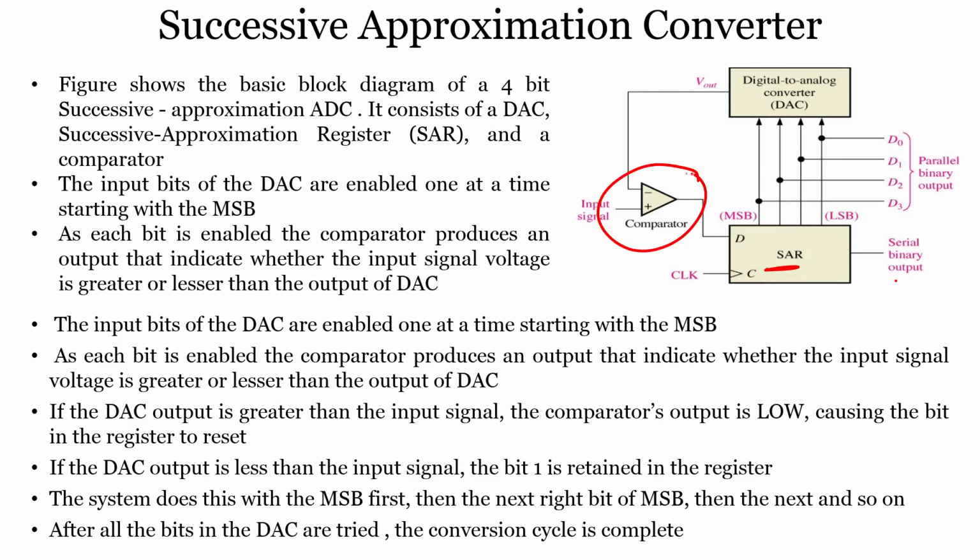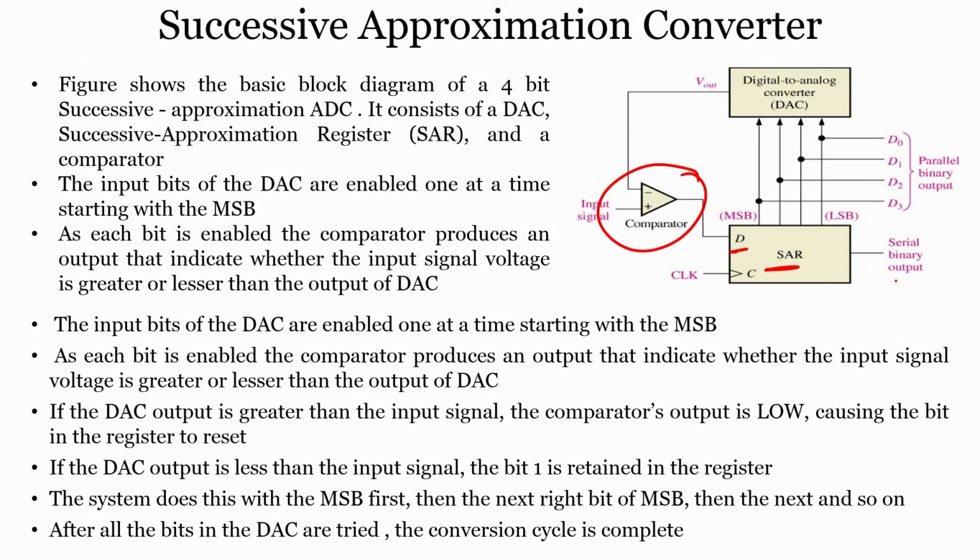The signal, which is a digit, is connected to the output of the comparator, and we have a parallel binary output from D0 to D3. Now, the input bits of the DAC are enabled only one at a time, starting with the most significant bit. As each bit is enabled, the comparator produces an output that indicates whether the input signal voltage is greater than or less than the DAC's.